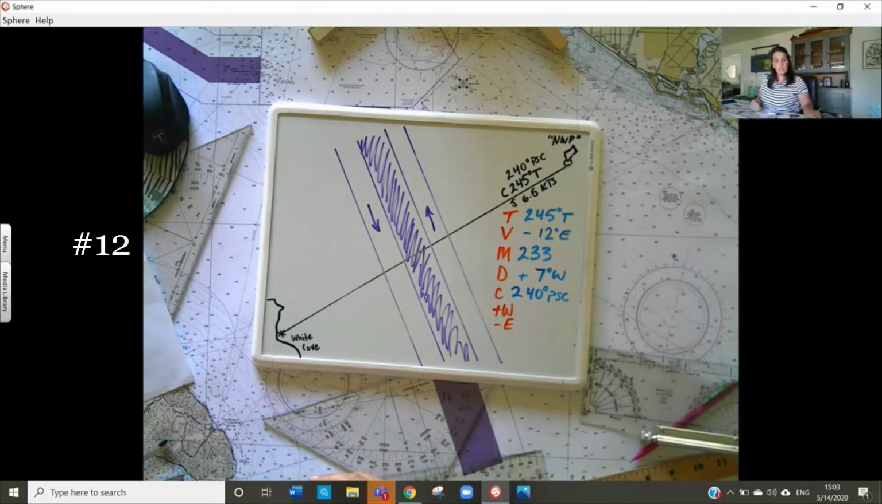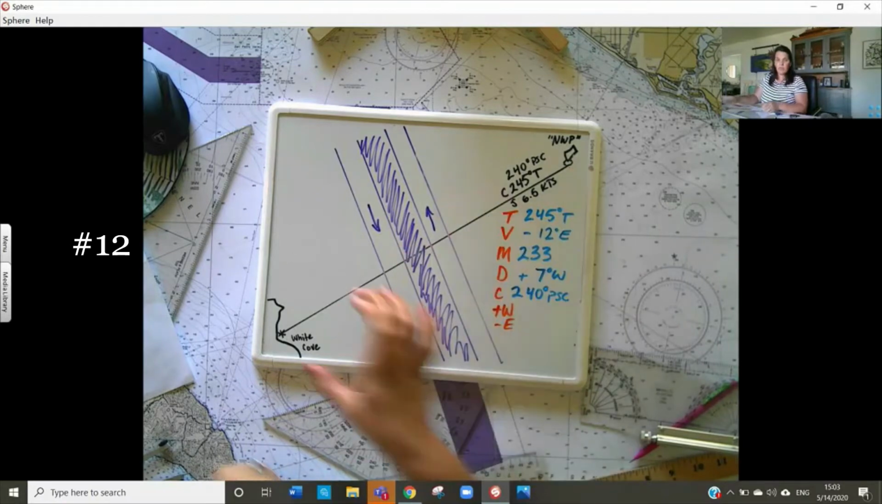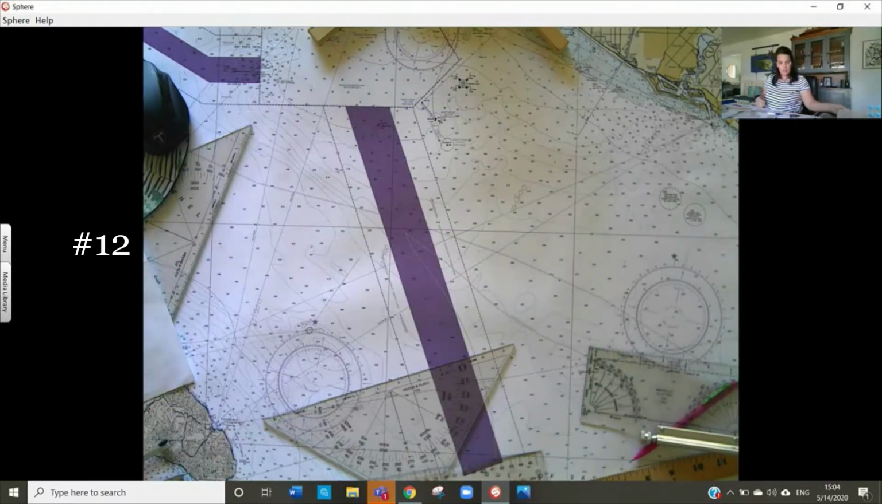Okay, the next question is what the total distance is. So this is long, so we're going to have to walk our way through. So let me get 5 on my dividers.